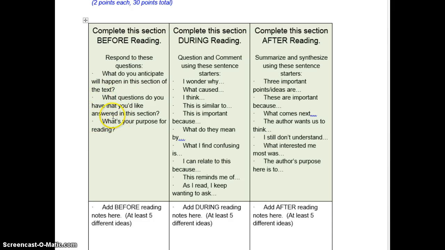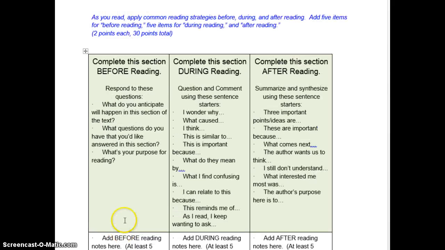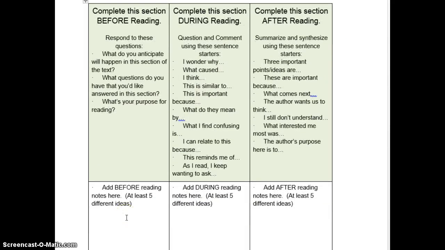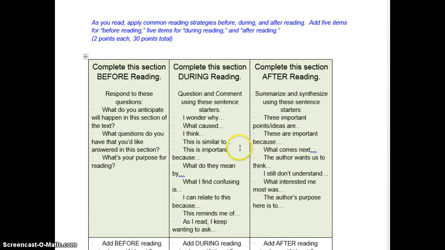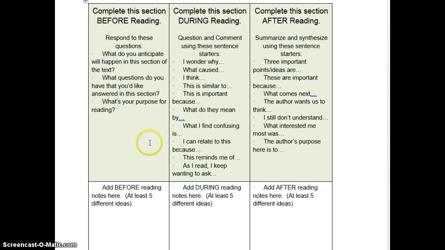And what's your purpose for reading? So you would write down your purpose for reading here. And it might be a couple different purposes, and those could be questions you'd like to have answered. What is Kino going to do with the pearl? Or what do you think is going to happen after George and Lennie arrive at Curley's farm? So those are the types of things you do before reading.